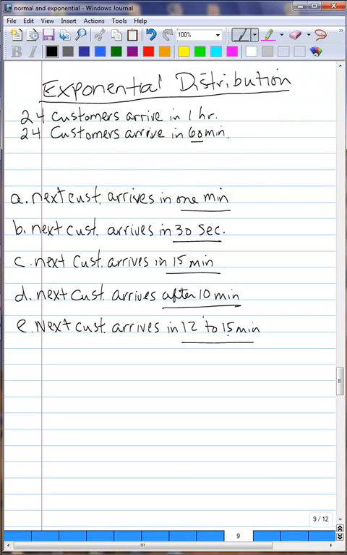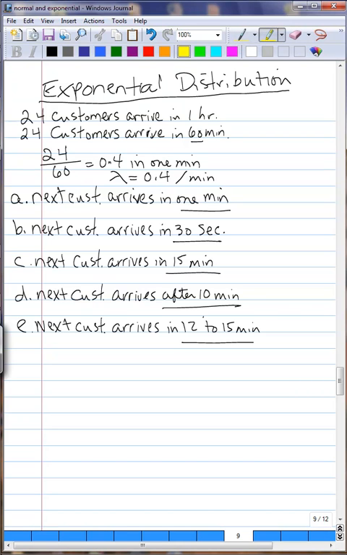So our lambda, or our arrival rate, must also be expressed in minutes instead of hours. So 24 in 60 minutes is equal to 0.4 in 1 minute. So our lambda, we have decided, is 0.4 per minute. And that is what we're going to be using for the remainder of this problem in terms of the lambda.